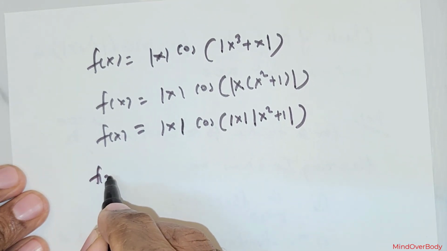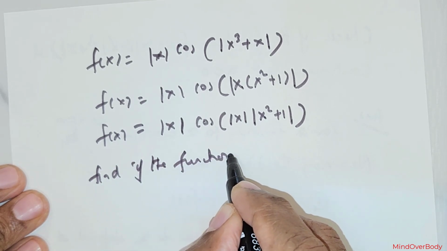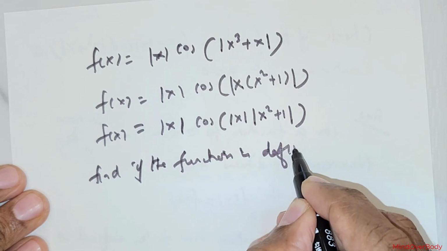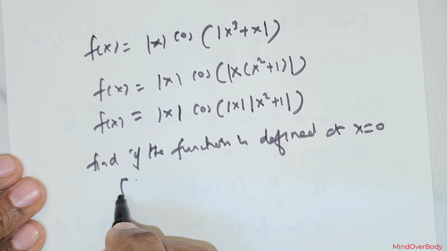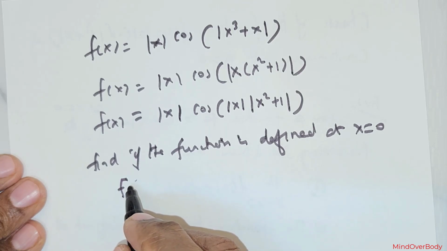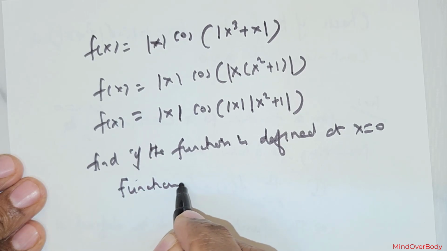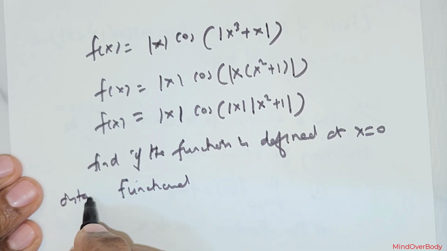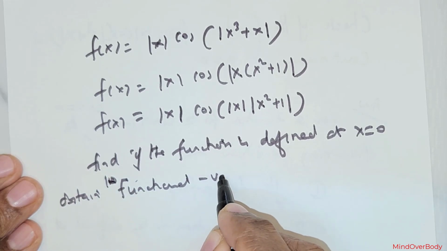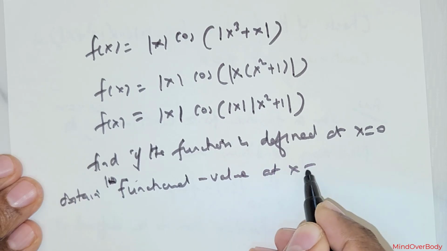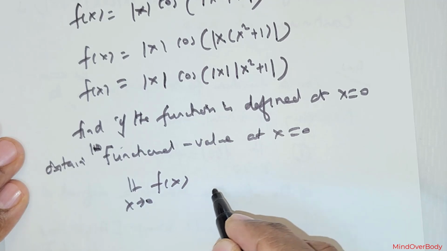Now find if the function is defined at x is equal to 0. So what are we trying to do? We are basically finding the functional value. Obtain the functional value at x is equal to 0. So this is exactly what we are trying to get here.